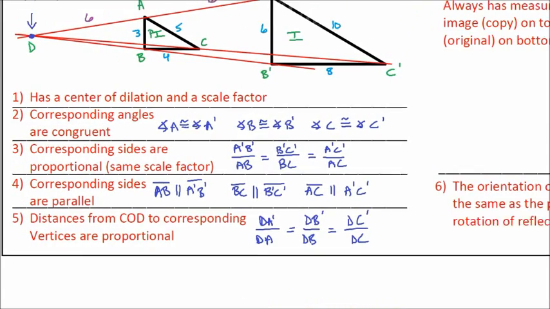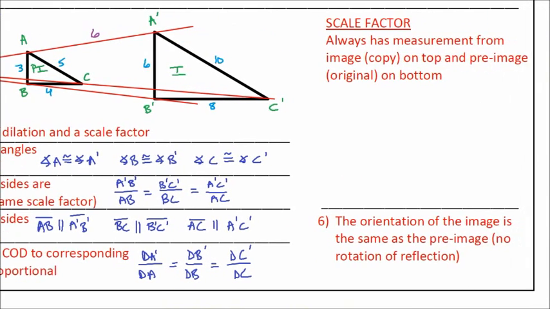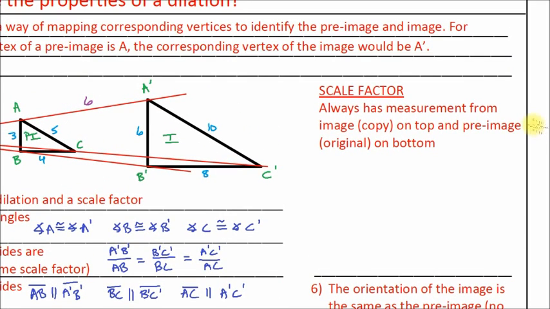If you take a look at these two shapes, they are turned exactly the same way. One of them didn't get flipped around counterclockwise or clockwise or get reflected vertically or horizontally. These two shapes are the same orientation. Okay, and the last thing I want to talk about here is this whole concept of scale factor to make sure you understand this.